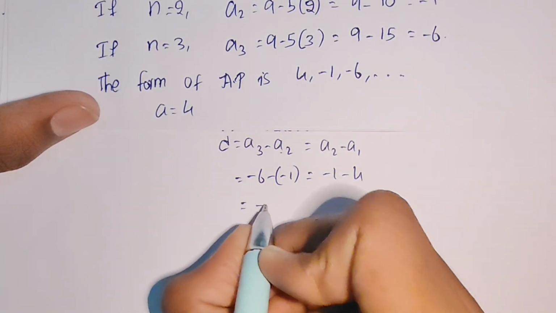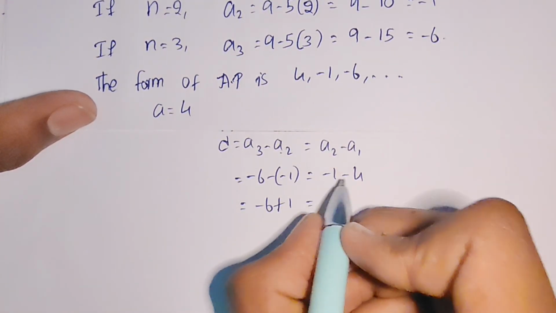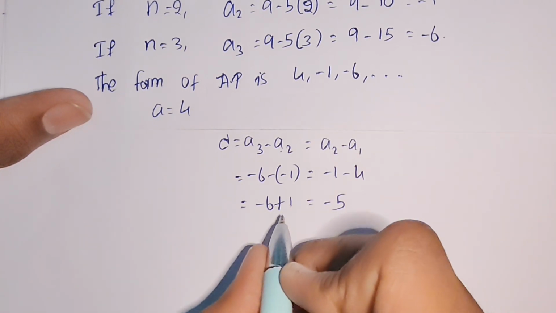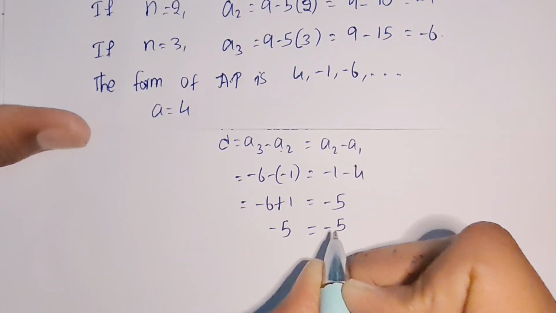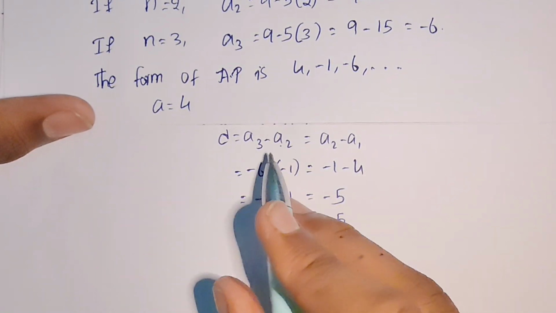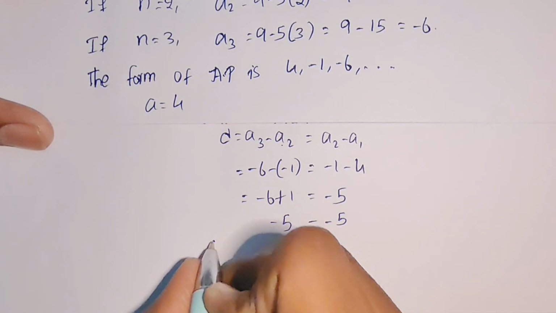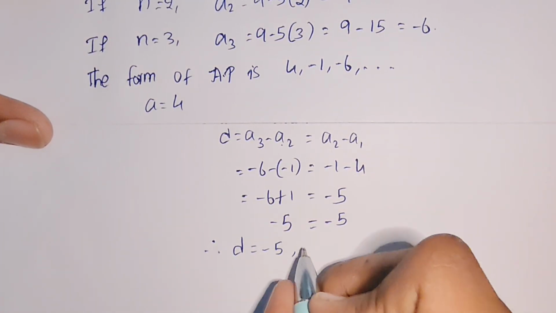So it equals minus 6 minus (minus 1)... A2 minus A1 equals minus 1 minus 4, it becomes minus 5. Here minus 6 plus 1 means it becomes minus 5. A3 minus A2 is equal to minus 5. So both are equal: A3 minus A2 is equal to A2 minus A1. Therefore the value of d is equal to minus 5.